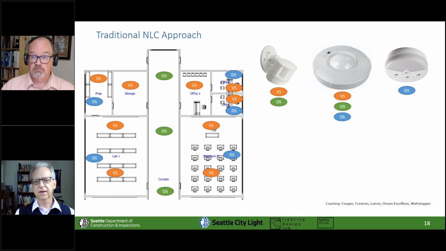So pay attention to that if you have large open plan office areas and you're not doing LLC. So you have to add in all these parts and pieces. Duane, next slide, please.